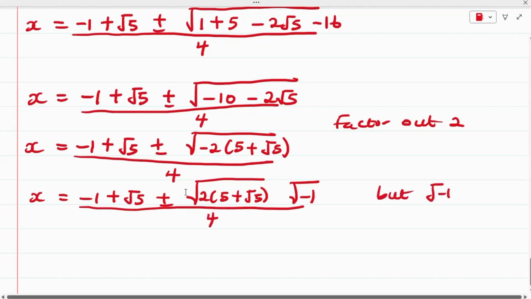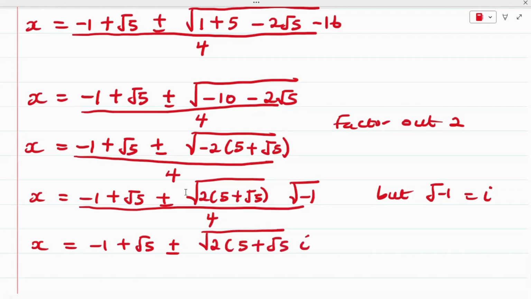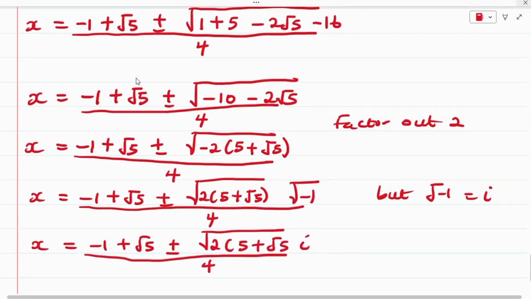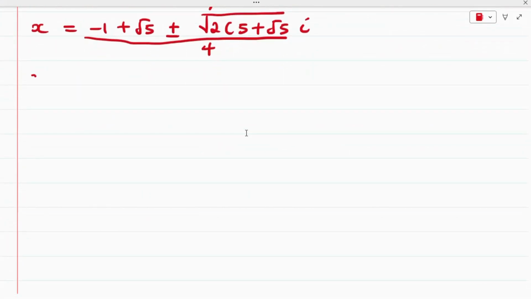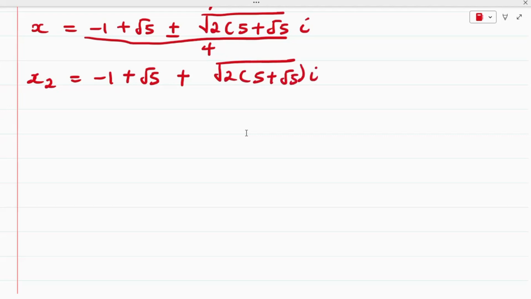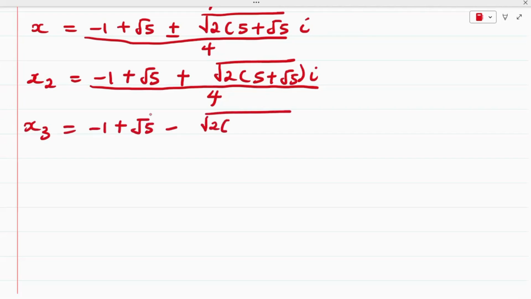But the root of negative 1 is equal to i, so this becomes x is equal to minus 1 plus the root of 5, plus or minus the square root of 2 into 5 plus the root of 5, i, all over 4. So we have been able to solve for x2 and x3. So we can say that x2 is equal to minus 1 plus the root of 5 plus the square root of 2 into 5 plus the root of 5, i, over 4, is the second value. Now x3 is equal to minus 1 plus the root of 5 minus the square root of 2 into 5 plus the root of 5, i, over 4.